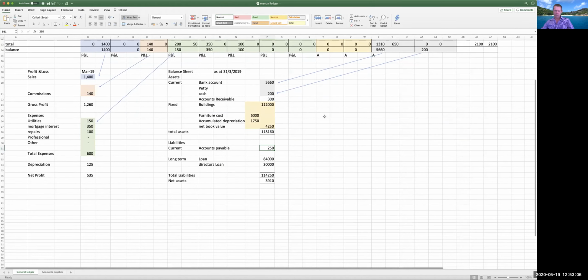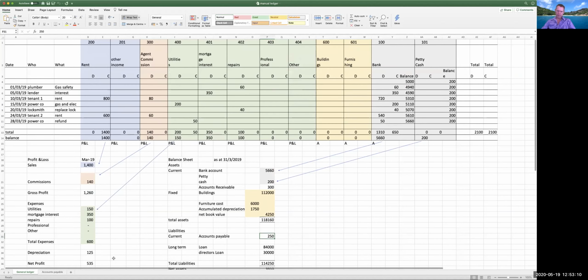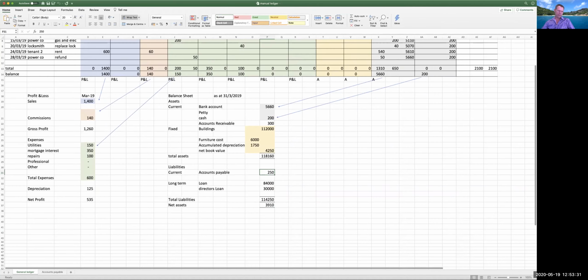Okay, so I just want to talk a little bit more about accounts payable and accounts receivable with regard to bookkeeping, because what we don't have up here is an account called accounts payable or an account called accounts receivable, but actually they exist. So when you go into your bookkeeping, you will have an accounts payable account. Let's just have a look at that over here.